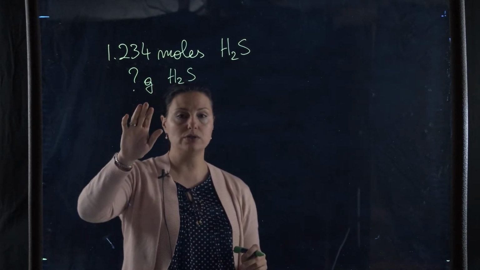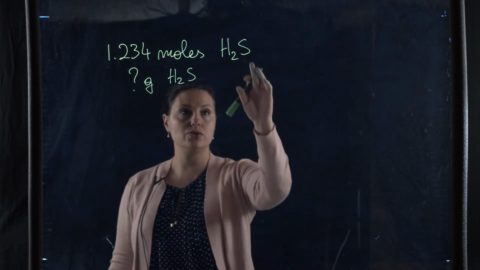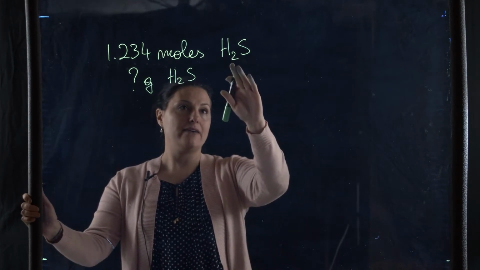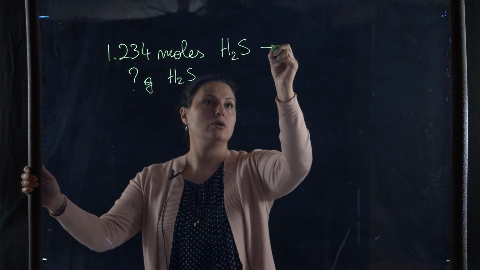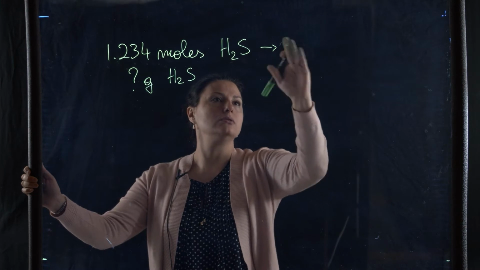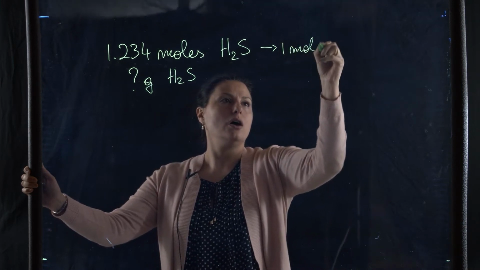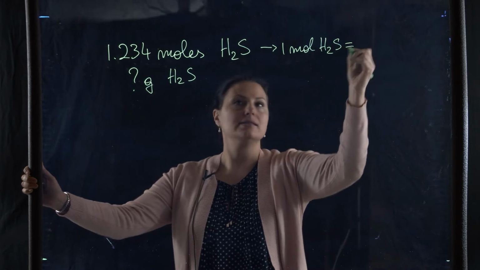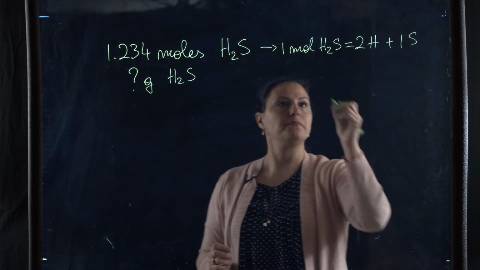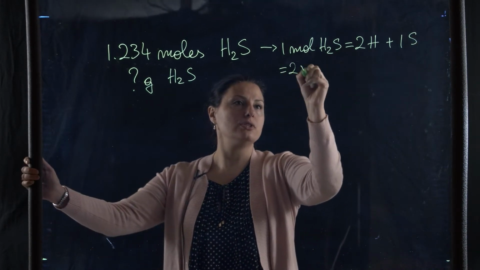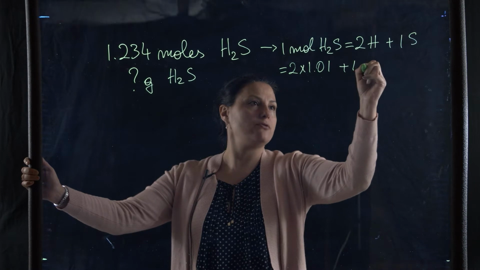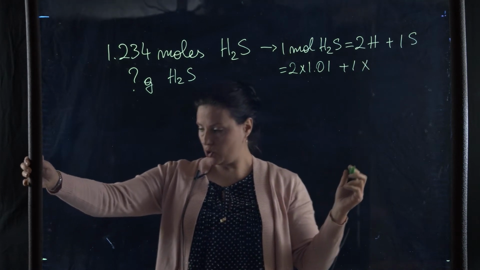Anytime you have to convert from moles to grams or grams to moles, the first thing you need to do is figure out the molar mass of the compound. I have 2 hydrogen atoms, so I should write 1 mole of H2S has 2 hydrogens plus 1 sulfur. So 2 times 1.01 for hydrogen, plus 1 sulfur, which is 32.07.